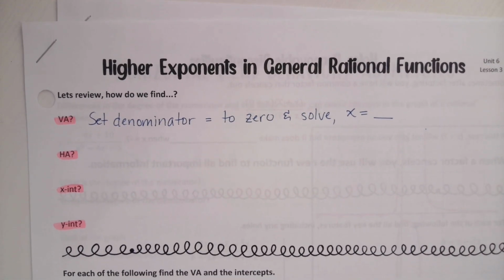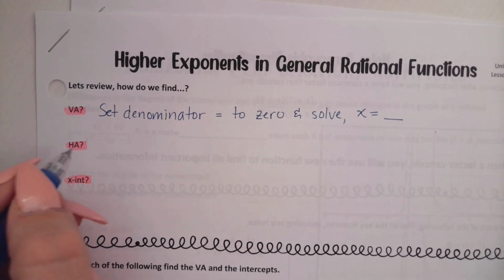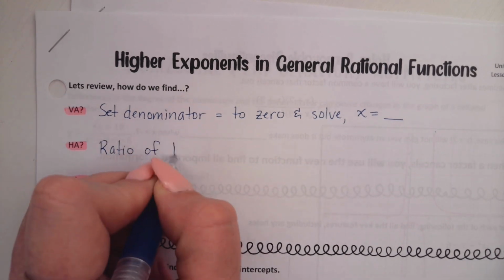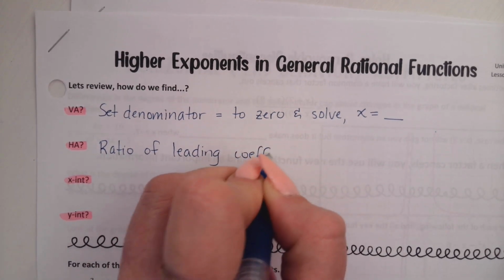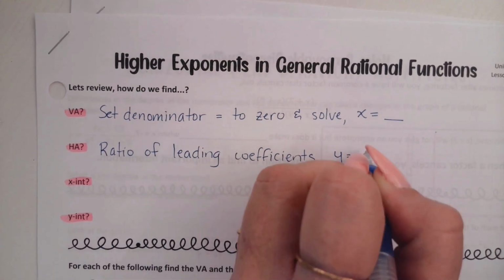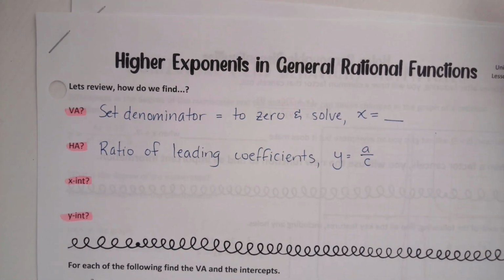Okay, and then last time when we talked about HA, what did HA stand for? Horizontal asymptote, right. And for a general rational function, how do we find the horizontal asymptote? Is it the A over C? It is the A over C, yes. It's the ratio of leading coefficients. And since it's a horizontal line, it'll be in the form y equals A over C. A was the leading coefficient on the top, C was the leading coefficient on the bottom.